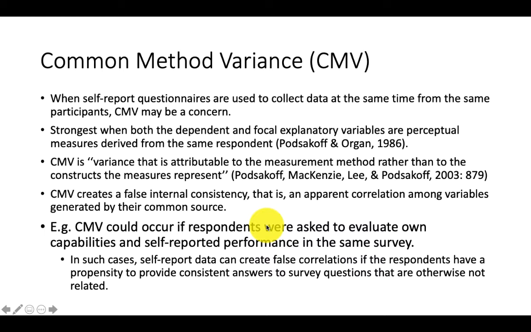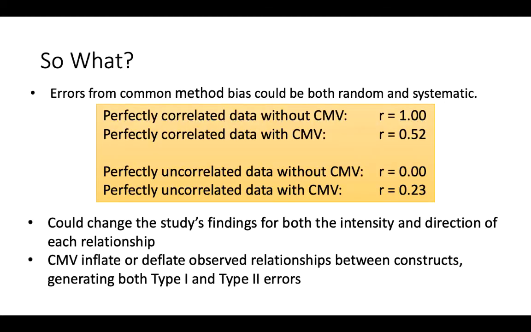Why is it such a concern for us? Because it can create a false consistency. Your data is telling you that, oh yes, we have good internal consistency, but in actual fact you have biases. That's why it shows you false consistency. So these are the errors.